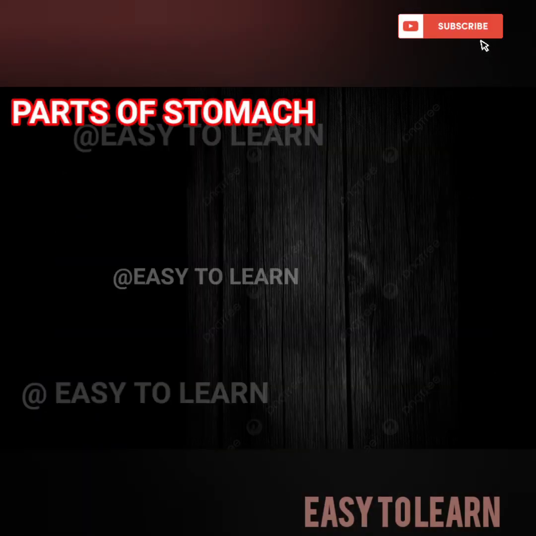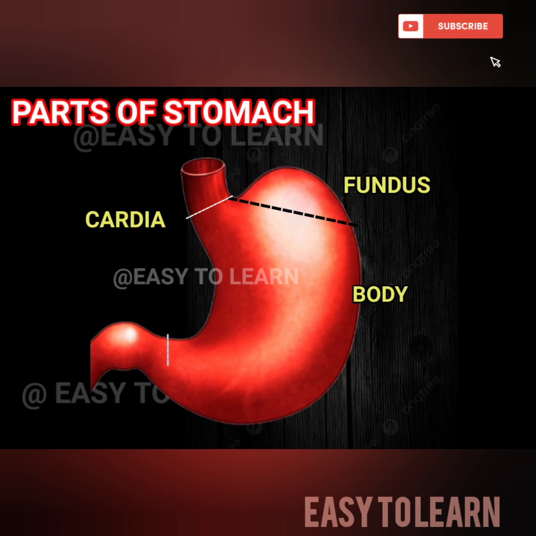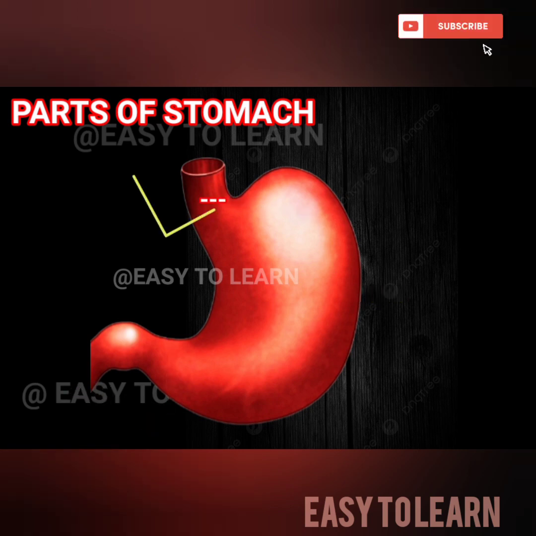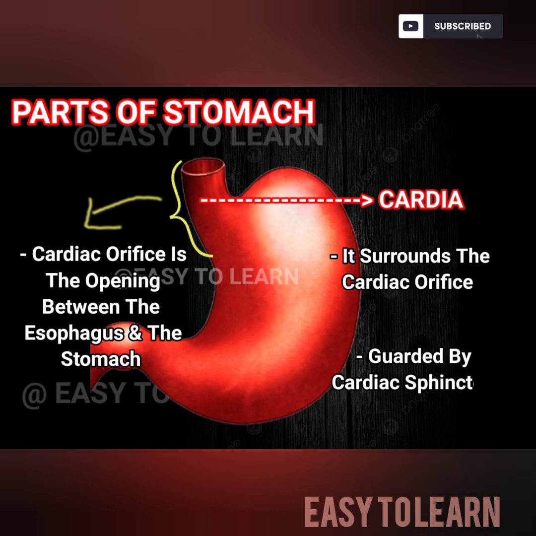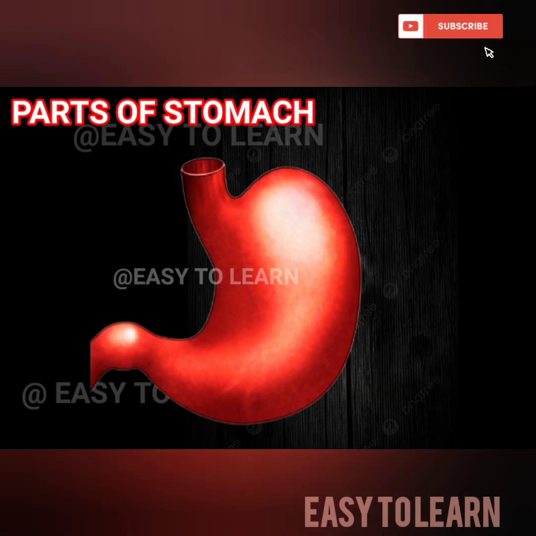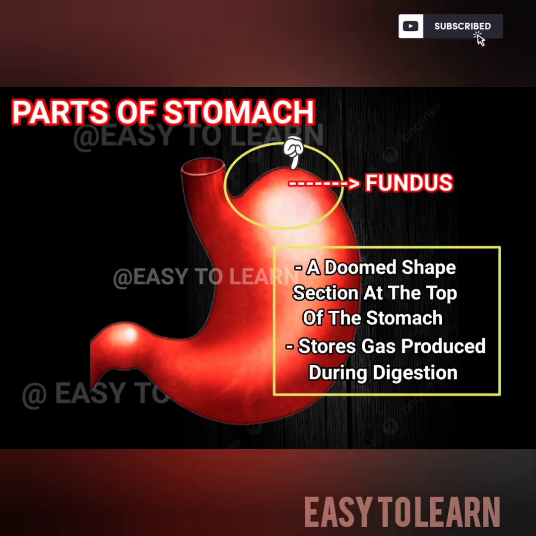Parts of stomach. There are four main parts of stomach: cardia, fundus, body, and pylorus. Cardia. It is the part of stomach which surrounds the cardiac orifice, which is the opening between the esophagus and stomach, which is guarded by cardiac sphincter. Fundus. A dome-shaped section at the top of the stomach. It stores gas which is produced during digestion.